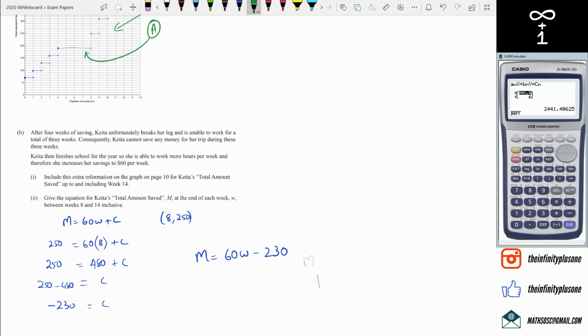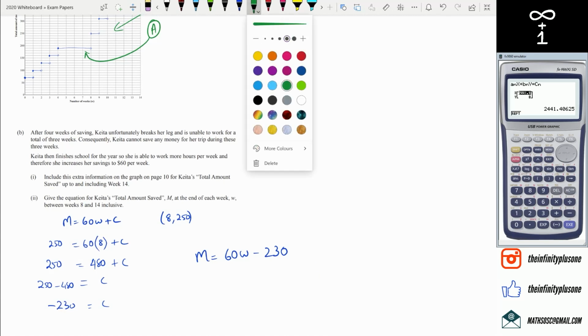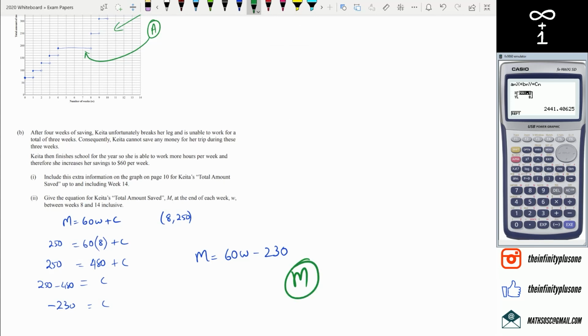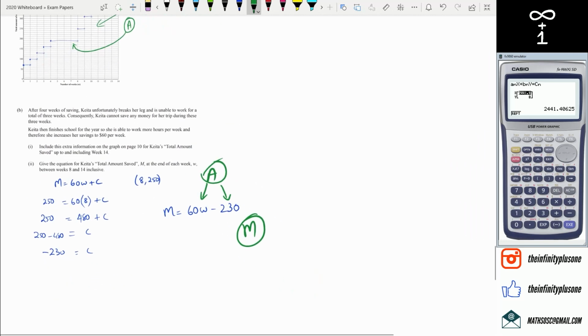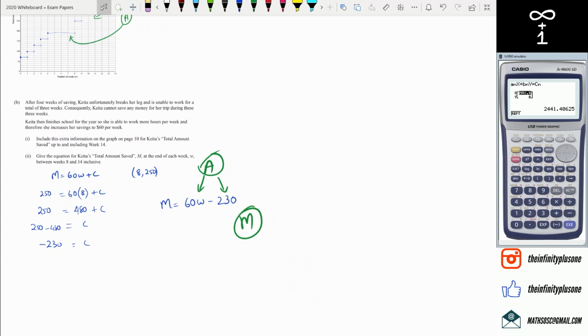Something's up with my pens, which is really weird. And for Achieved, you are looking at either getting the gradient correct or the y-intercept correct. All right, going to the next question. Let me just double check.